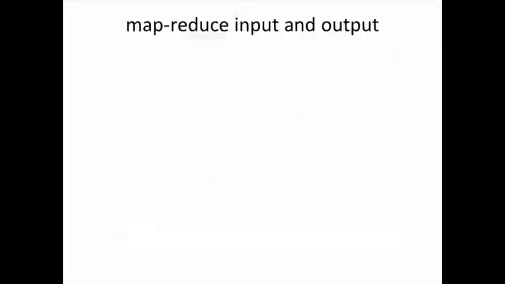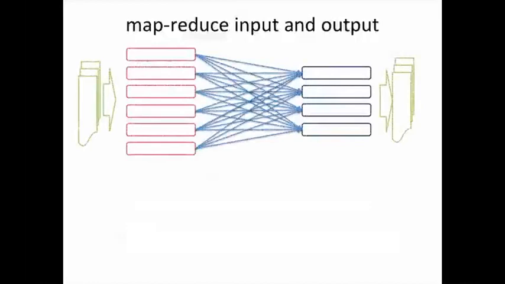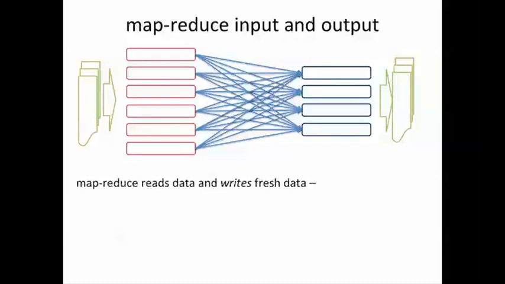Let's return now to MapReduce and ask where the data that MapReduce programs require is taken from and where the output goes. Clearly, MapReduce reads and writes fresh data, right? As we've seen before, it's a batch process. The question is, where does it read this data from and where does it write the output to?